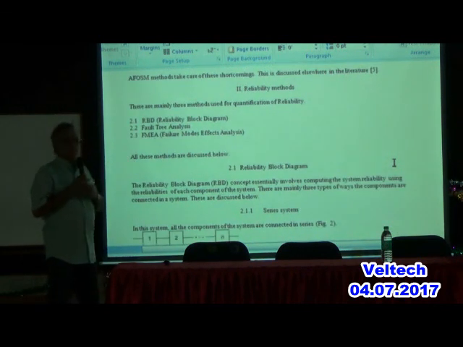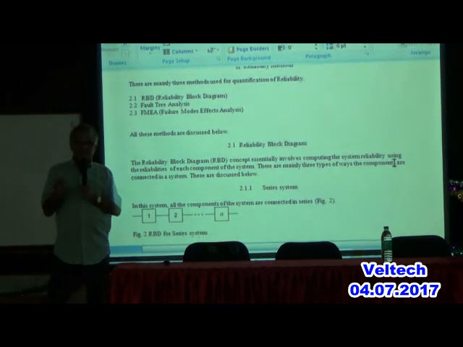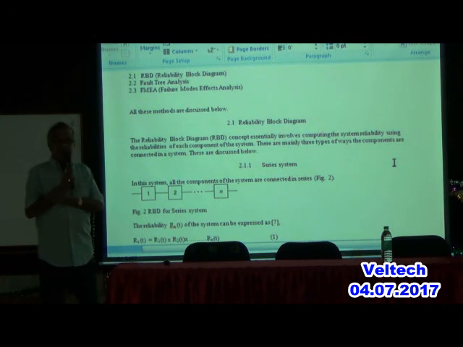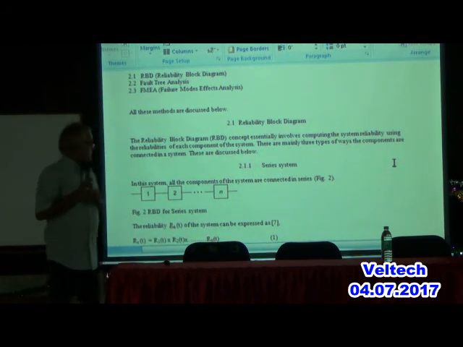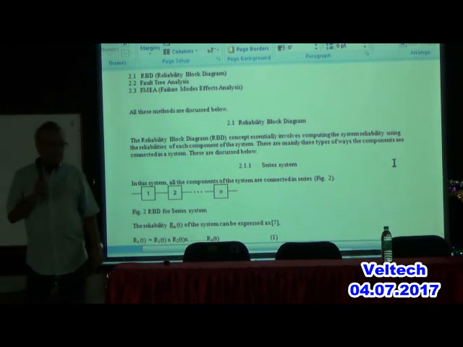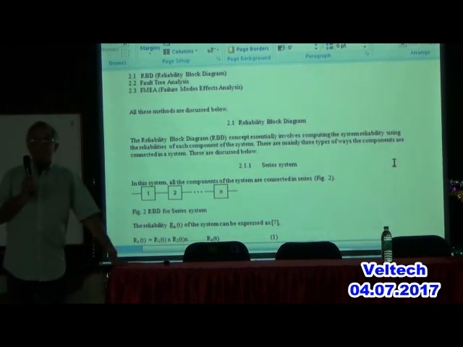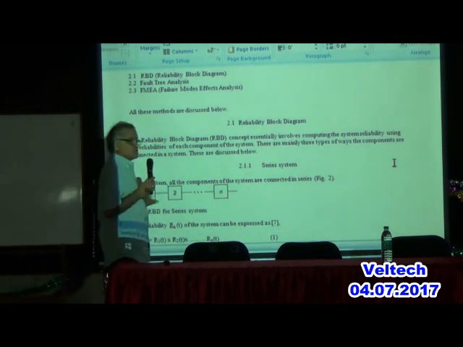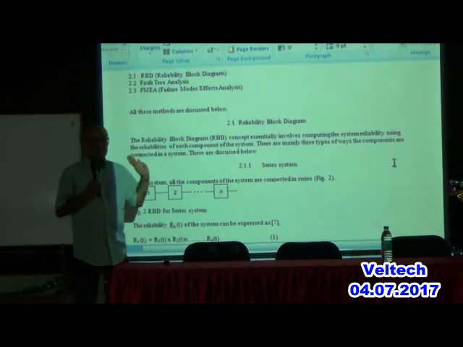The reliability block diagram means you take the whole thing, take the schematic diagram, and then use the reliability block diagram. The reliability block diagram uses the basic concept of a series system and a parallel system, because in real life you've got a mixed system. What is a series system? In a series system, all the components are supposed to work before the system works.